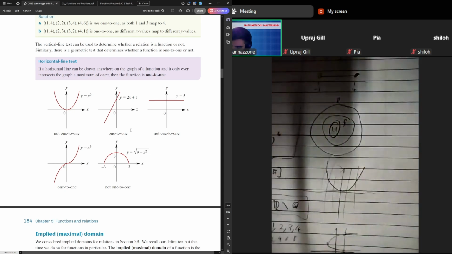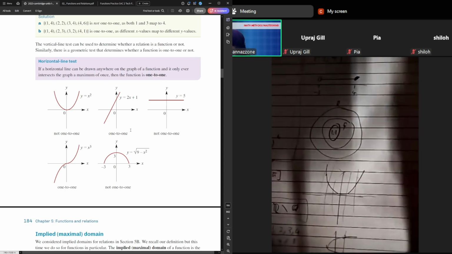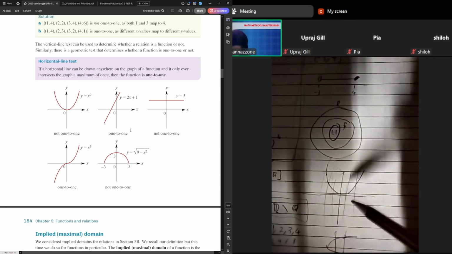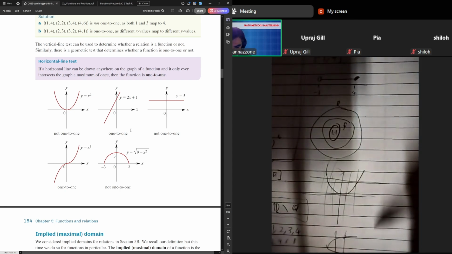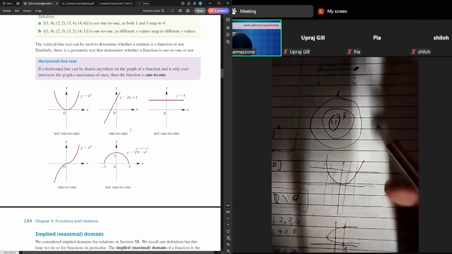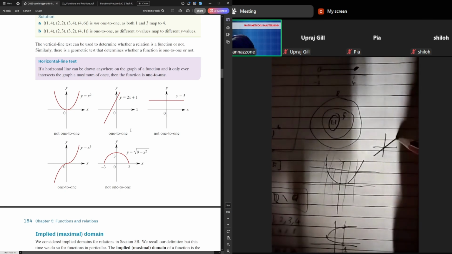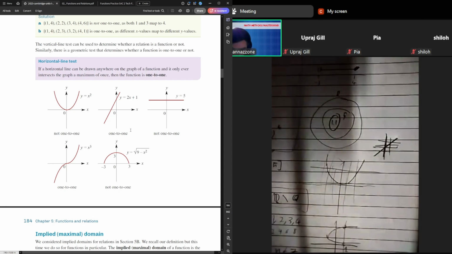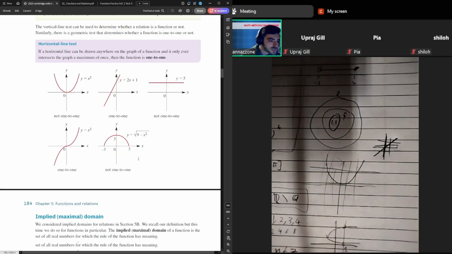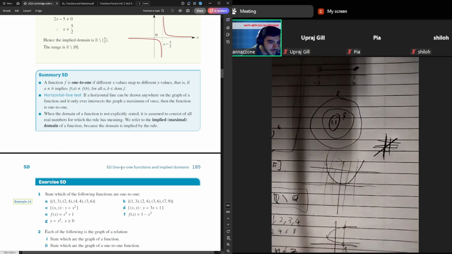And just very briefly, what that would be like is instead of just passing the vertical line test, you also have to pass the horizontal line test. This one does not pass. Something like a linear does. Any line that I draw there will only touch it once. That's the only new thing for this 5D here.